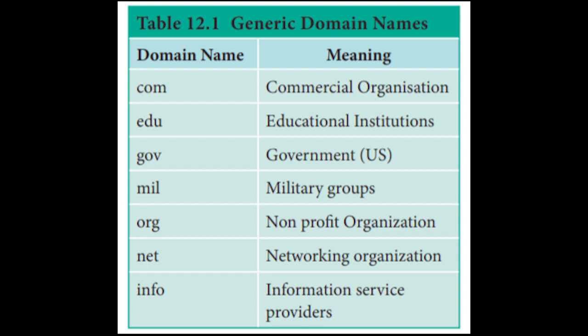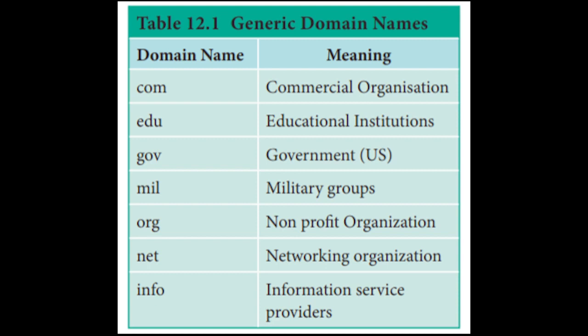NET means networking organization. Info means information service providers. Com means commercial organization. EDU for educational institutions. GOV for government. MIL for military groups. ORG for non-profit organization. Net for networking organization, info for information service providers, right?